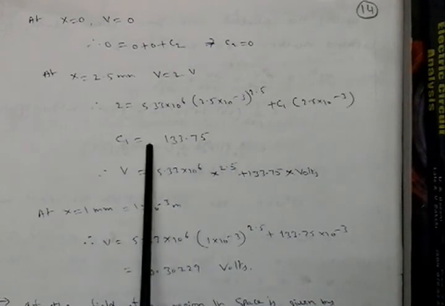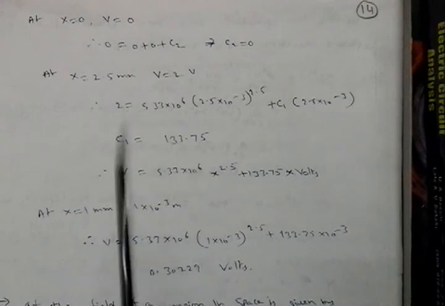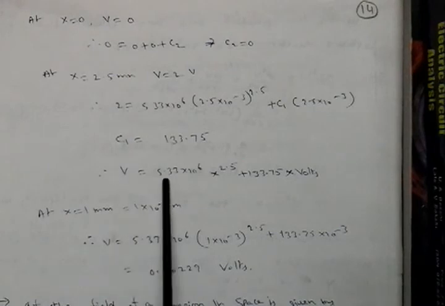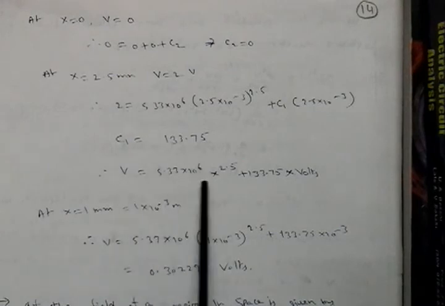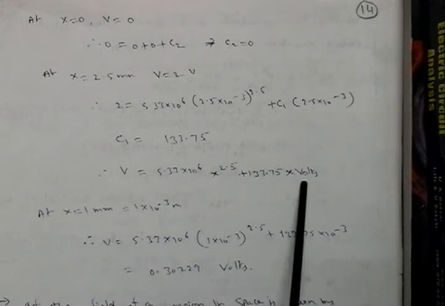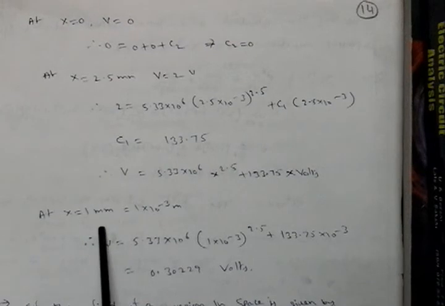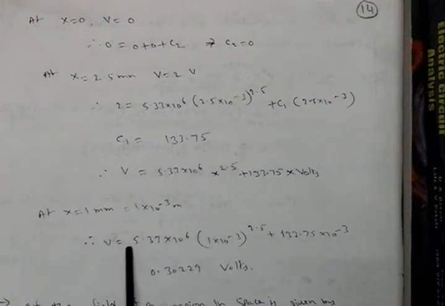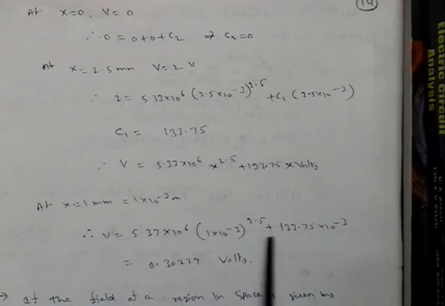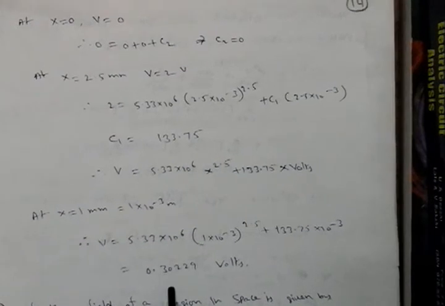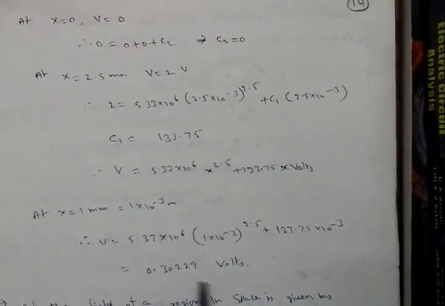C1 value and C2 value, you got it. Substitute C1, C2 in the potential equation, V is equal to this same expression you got, that you substitute here. Now the final solution: at x is equal to 1 mm, what is the value of the potential? So V is equal to this value plus this value. Substitute x is equal to 1 mm only. Finally we will get the potential V is equal to 0.309 volts.